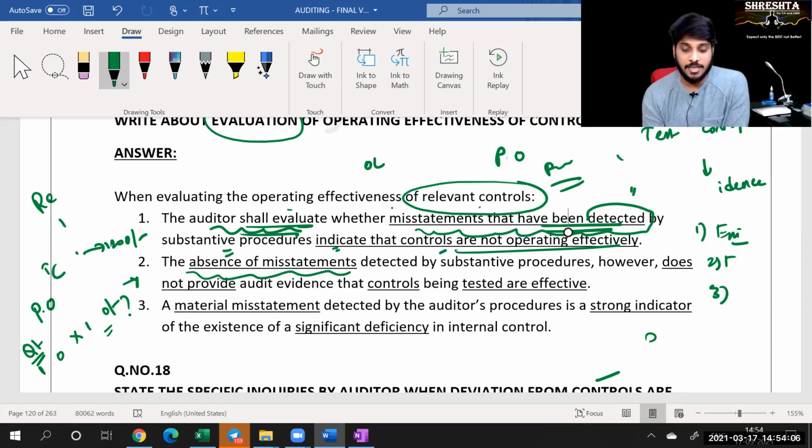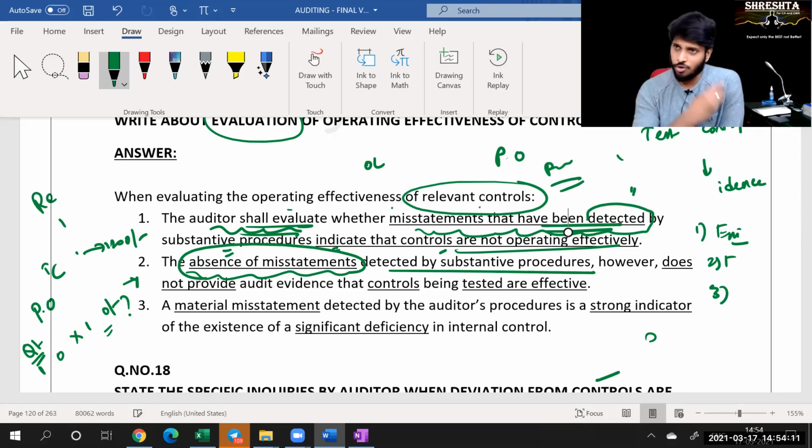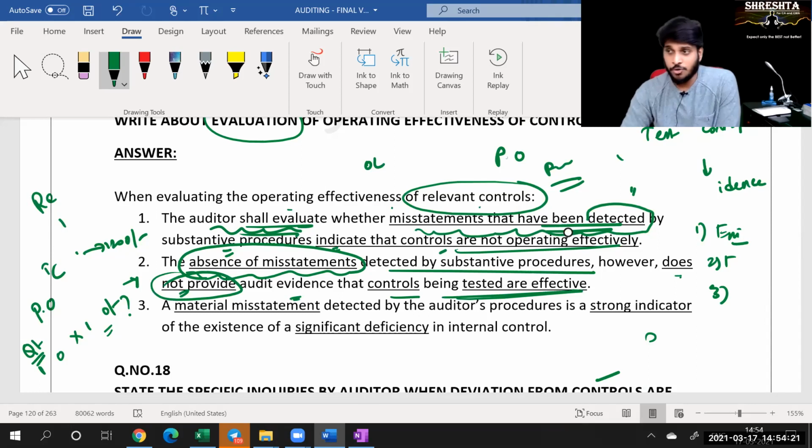Or the absence of mistakes detected by substantive procedures. You verify transactions, substantive procedures you did, but no mistake you found. That does not provide evidence that the controls being tested are effective. Maybe you performed substantive procedures and did not find any mistake. They're asking you, since you did not find any mistake, do you mean to say controls are very effective? No, no, no. I said I did not find a mistake. I didn't say that controls are effective.